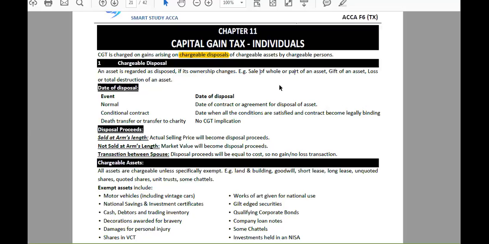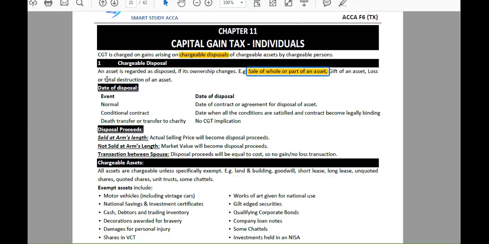Disposal means an asset is regarded as disposed if its ownership changes. So if you have transferred an asset, it means you have made a disposal. For example, disposal of whole or part of an asset is an example of disposal. Next, if you have made a gift, once again, ownership of the asset has transferred. So gift is another example of disposal.